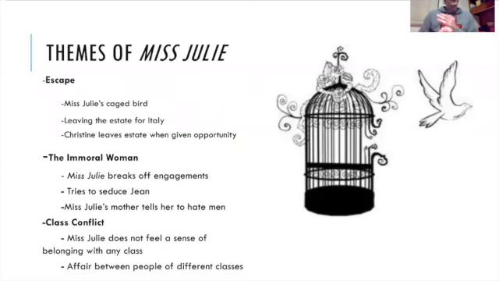And then the immoral woman theme is shown in the play because Miss Julie breaks off multiple engagements with fiancés. She also tries to seduce John, who's below her class. And then Miss Julie's mother tells her to hate men just because she was treated poorly. And then class conflict is also shown in the play because Miss Julie does not feel a sense of belonging with any class. And there's an affair between people of different classes between John and Miss Julie.